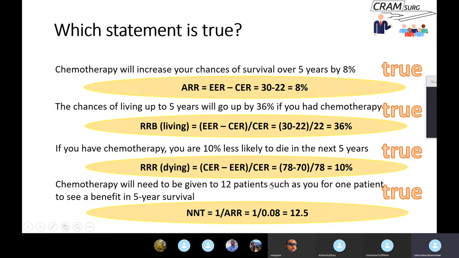Obviously, they're all quite different. And you can imagine how different clinicians might sit down with a patient and talk about risk using these different parameters, particularly absolute risk reductions and relative risk reductions. And when you talk about relative risk reductions, are you talking about the risk of living going up, or the risk of dying going down with the chemo? And as you can see, the numbers are all different. So we're not lying here, we're not making anything up, but just looking at the numbers in a different way can give you different estimates of risk.